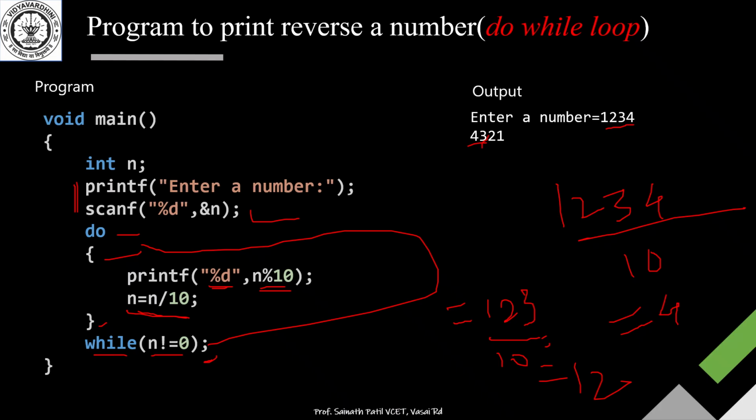So 12, it will check the condition n not equal to 0. Yes, it will go back. Then printf percent d n percent 10, that is 12 divided by 10. The remainder is 2. So 2 will be displayed. Then n is equal to n by 10. So here 1 will be displayed. Is it not equal to 0? Yes, it will go back like that. This program gets executed and you will get the output.